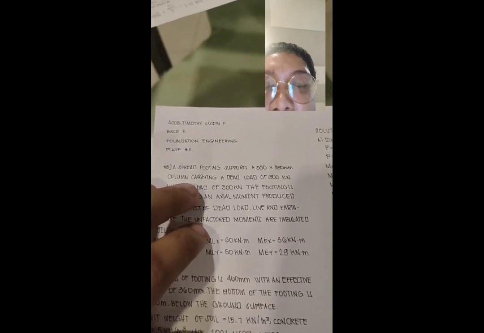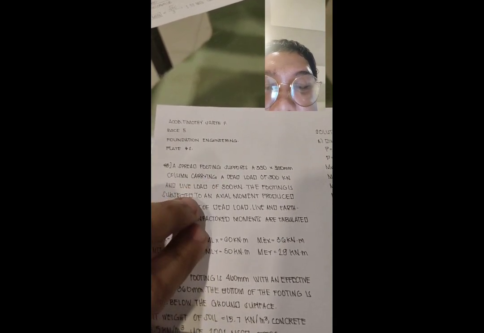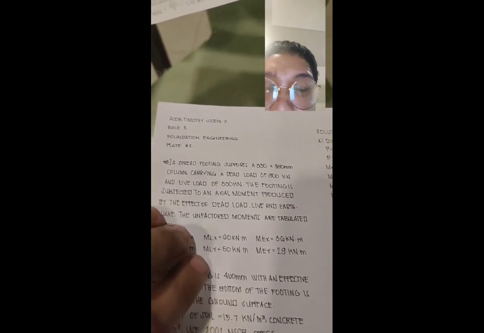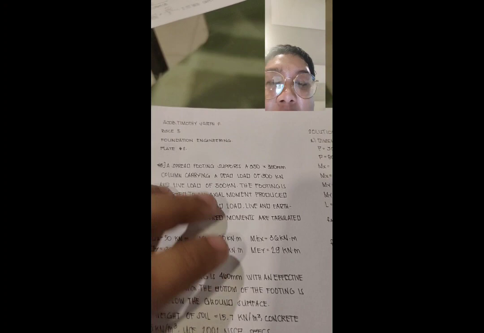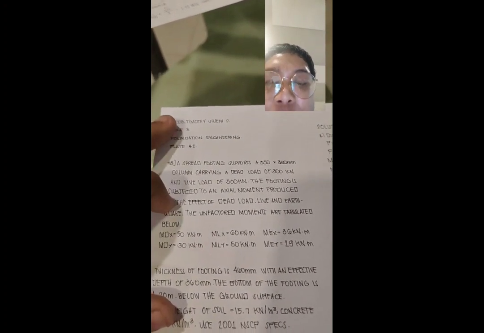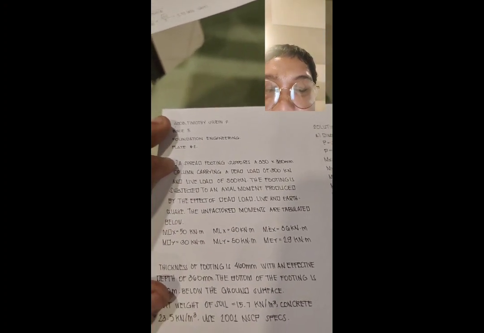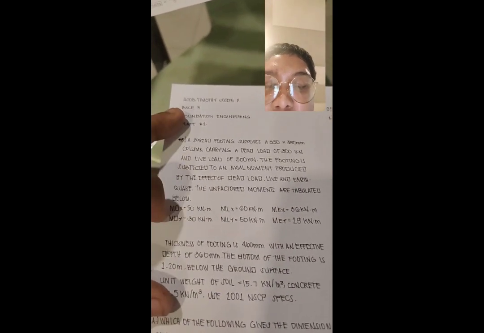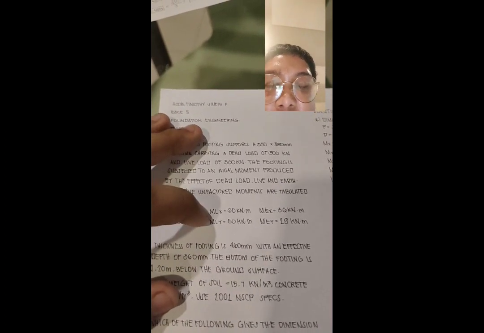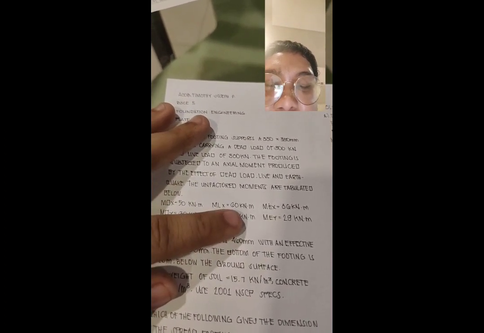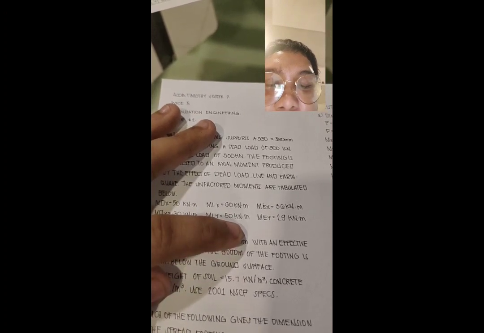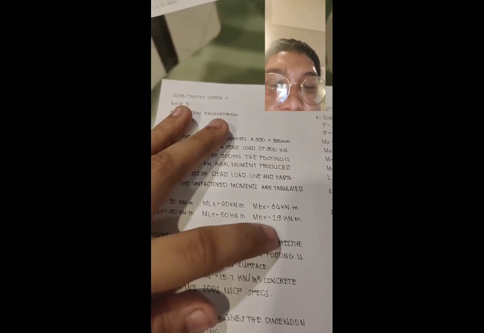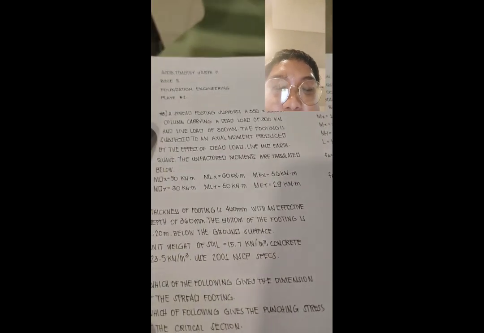by 350 mm column carrying a dead load of 300 kN and a live load of 500 kN. The footing is subjected to an axial moment produced by the effect of dead load, live load, and earthquake. The unfactored moments are tabulated below. So we have moment Dx is equal to 50 kilonewton meter, and for Dy we have 30 kilonewton meter. Next is moment at Lx is equal to 60 kilonewton meter and Ly 50 kilonewton meter. We have Mex here for earthquake is 36 kilonewton meter and Mey is equal to 29 kilonewton meter.